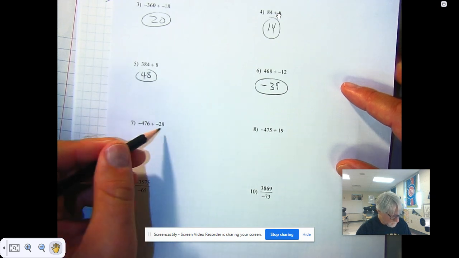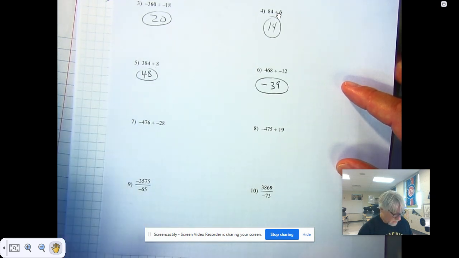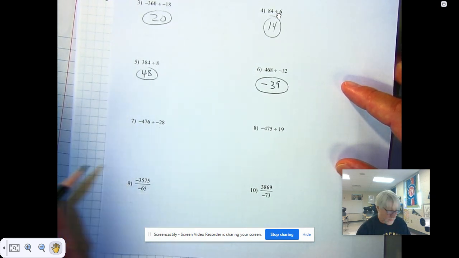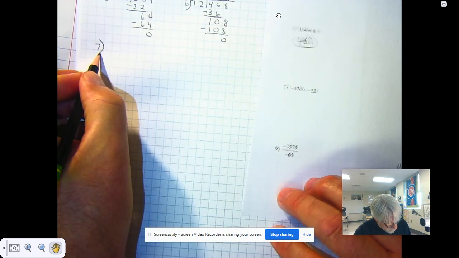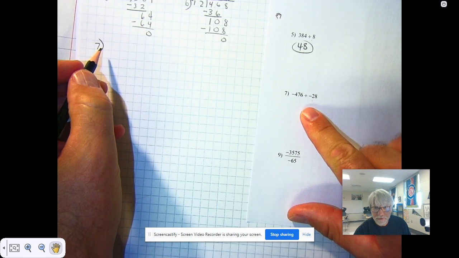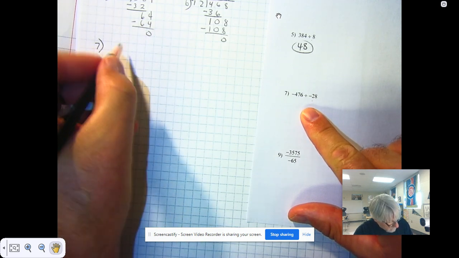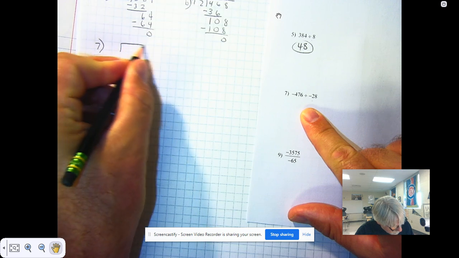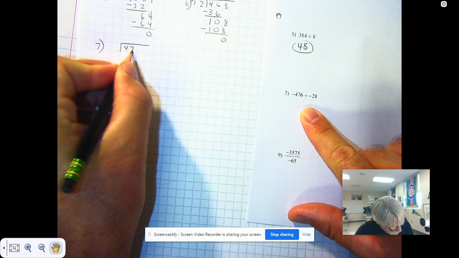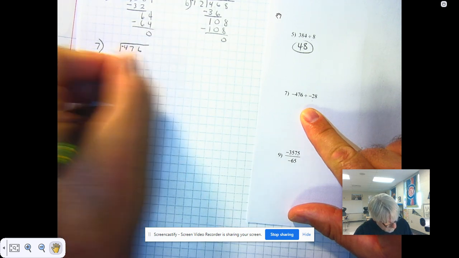Number 7, I've got negative 28 as my divisor. That is bigger than my 20 by 20 grid. So I'm just going to put this right over here. I'm not even going to look on my multiplication table. That's the grid I was referring to. So 476, and it's negative.